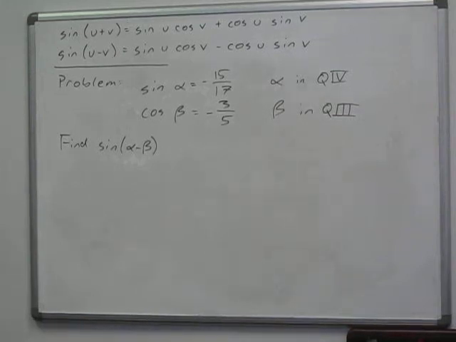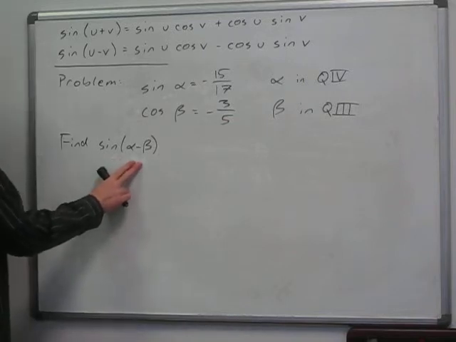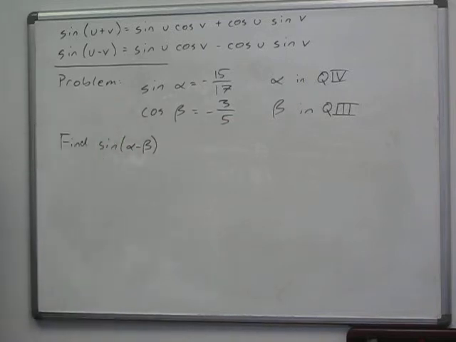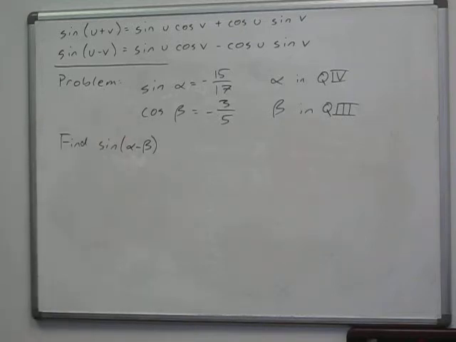In this problem, we were asked to evaluate the sine of the difference of two angles, alpha and beta, where we're given some information about those angles. We're told that the sine of alpha is negative 15 over 17 with alpha in quadrant 4, and we're also given some information about beta.